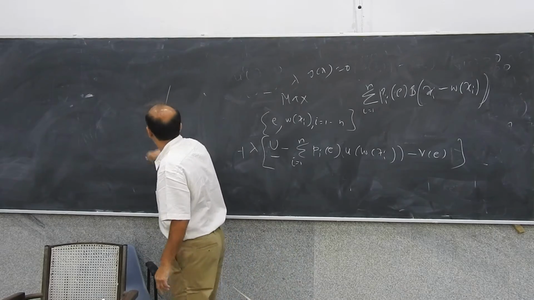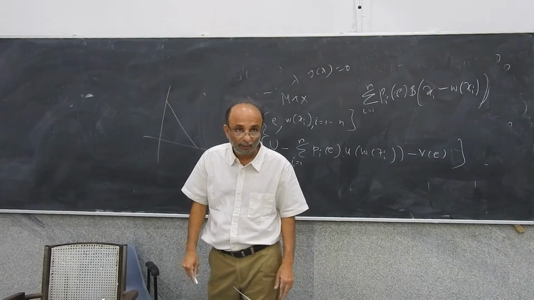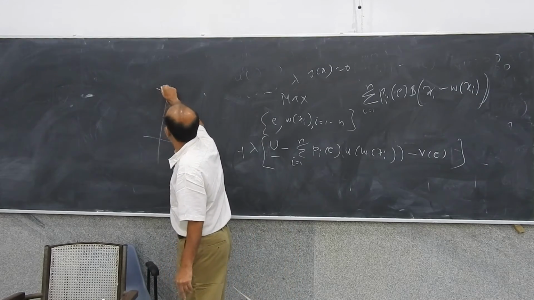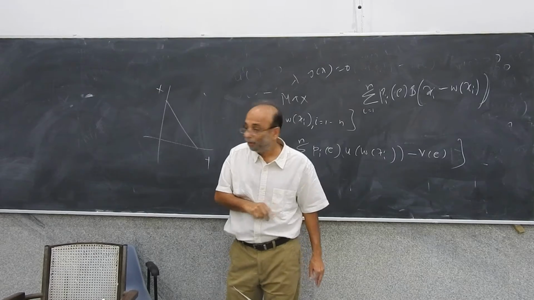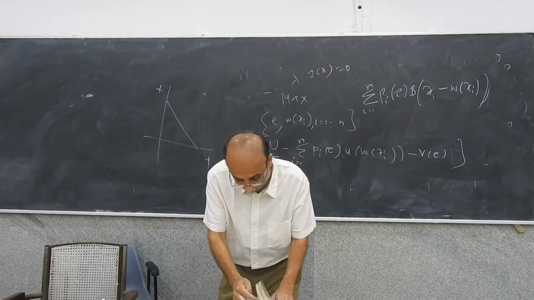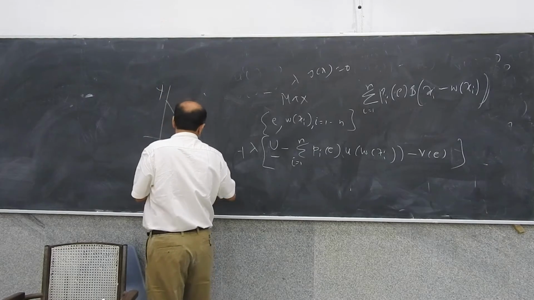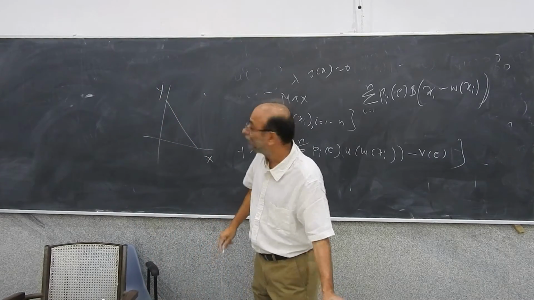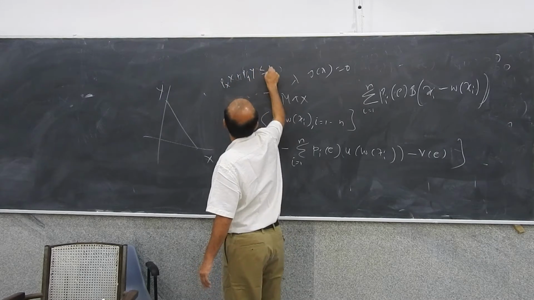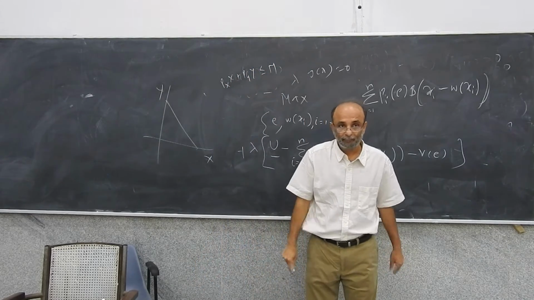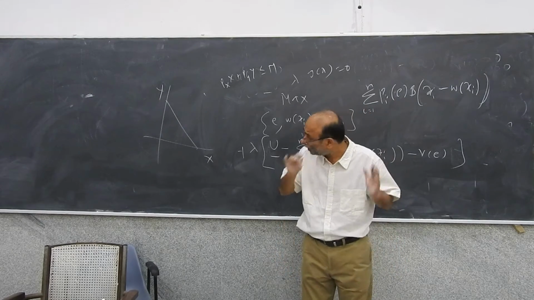No. What you have is, think of a standard problem. This is your budget line. So this is x and this is y and this is the budget line. Or more traditionally, this will be y and this will be x and this will be the budget. What is the constraint? You have pxx plus pyy less than or equal to m. This is an inequality constraint.